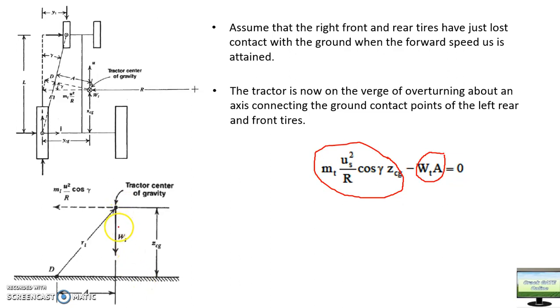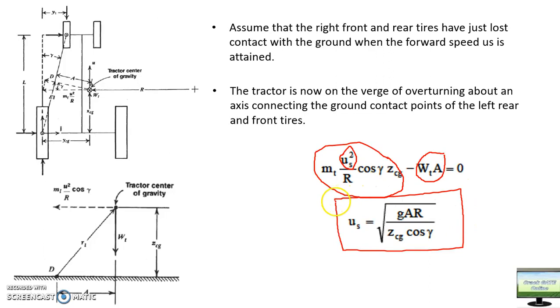Okay guys, so finally what will happen? From here you can find out your critical speed us at which this tractor is going to overturn. Okay, I know that you all know this equation, but I have deliberately tried to explain the concept behind this us, how this us is coming. You all might have remembered that us is equal to under root of g a r by ZCG cos gamma, but this is how it is coming. Okay guys, if you still have doubt, then ask me in the comment section.